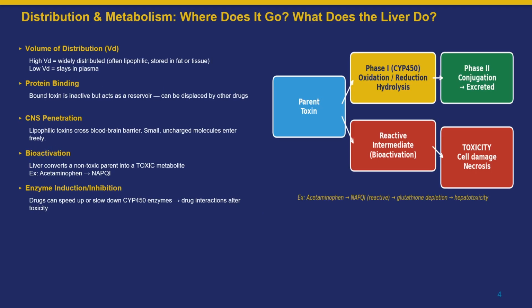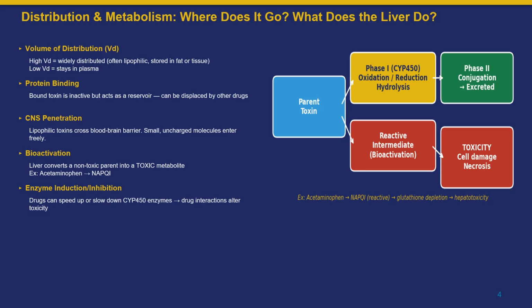Let's talk about distribution and metabolism together, because they're linked. Once a toxin is in the bloodstream, it distributes throughout the body. The volume of distribution, VD, is a concept that tells you how widely distributed a toxin is. A high VD means the toxin is leaving the blood and going into tissues or fat. This is important because toxins sequestered in fat are hard to dialyze out or remove from the body. They can also be slowly re-released over time as fat is mobilized. Protein binding is another key concept.